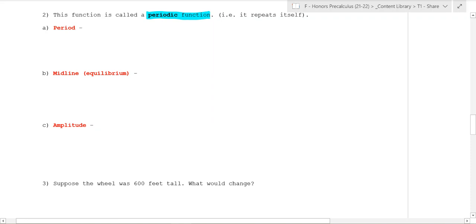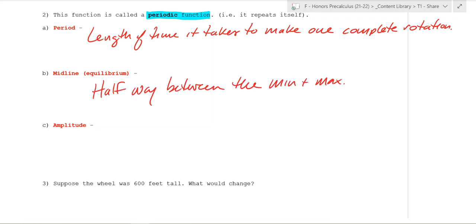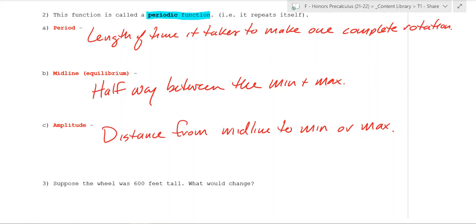The period of a function is the length of time it takes to make one complete rotation, so one time around. The midline is halfway between the bottom and the top, the min and max. In our Ferris wheel example above, the minimum was 0 and the maximum was 550, so the midline was 275 feet, so y equals 275. And then the amplitude is the distance from the midline to either the min or the max. It's the same distance. So in this case, the amplitude was 275 because it was 275 to 550. A lot of these numbers in this example are nice because the minimum is at 0. It doesn't necessarily have to be at 0.